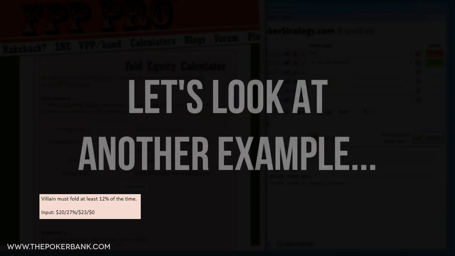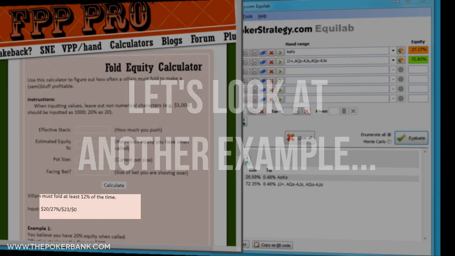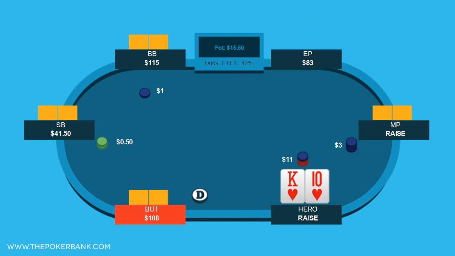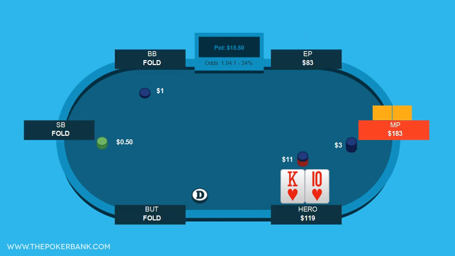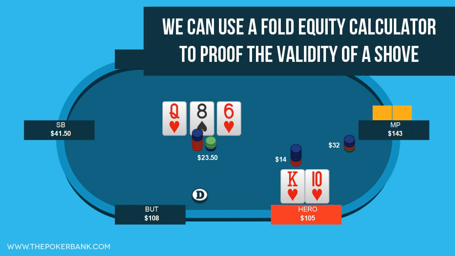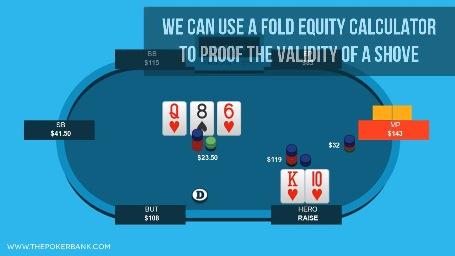We can also use a fold equity calculator to proof a hand like this. In this hand, middle position opens, we 3-bet from the cutoff with king-10 suited, and middle position calls. The flop comes queen-8-6, giving us a flush draw. We continuation bet for 14, and he check-raises up to 32. We can prove the value of a semi-bluff shove just by plugging in some simple numbers.